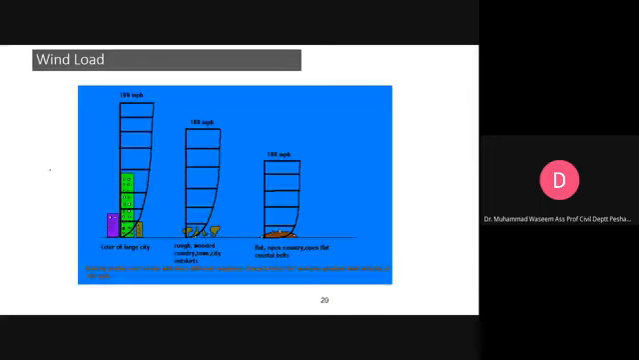Now, regarding this topography, you can see that this is an example of a 100 miles per hour velocity of the wind.